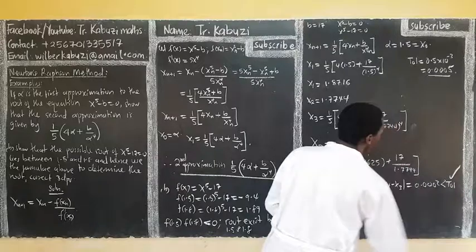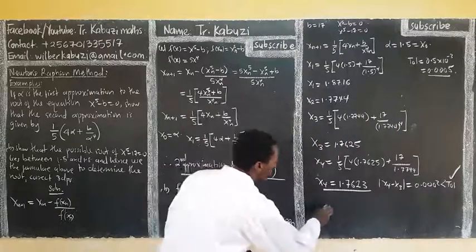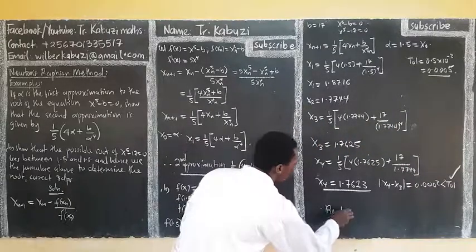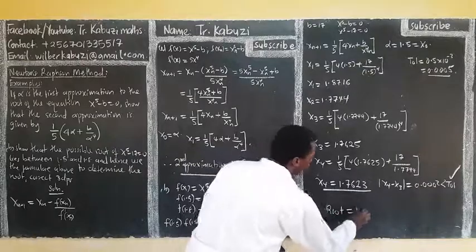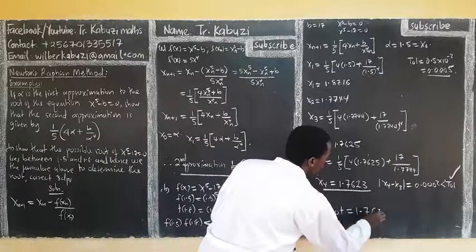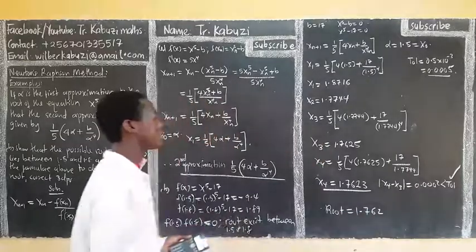So this is okay. Therefore, my root will be 1.762, to 3 decimal places.